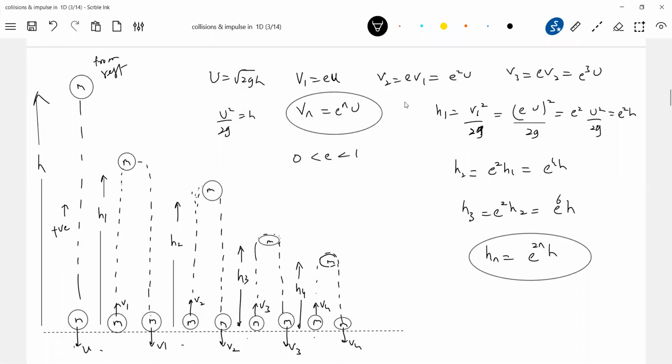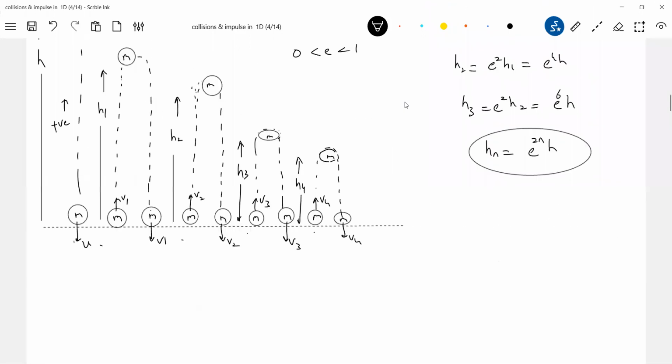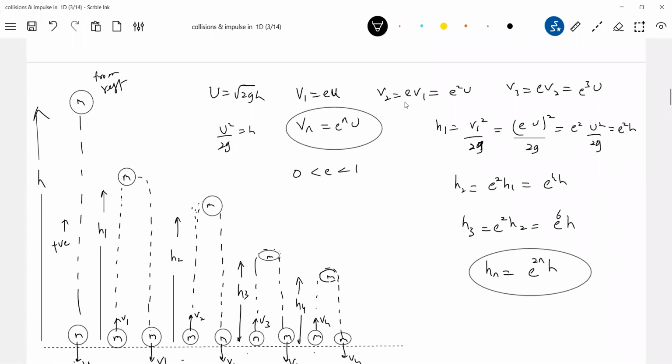Now, what will happen if, okay, tomorrow I'll discuss a few problems. Platform accelerating, moving, that one. Let me introduce the idea of impulse. Already we have the impulse idea.